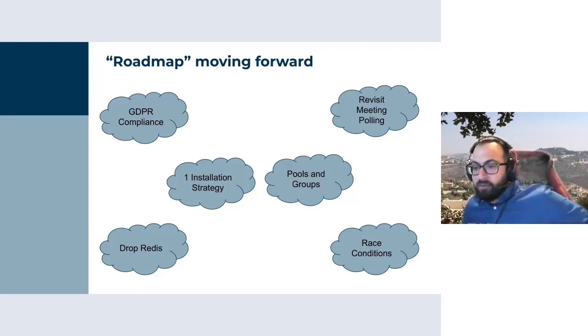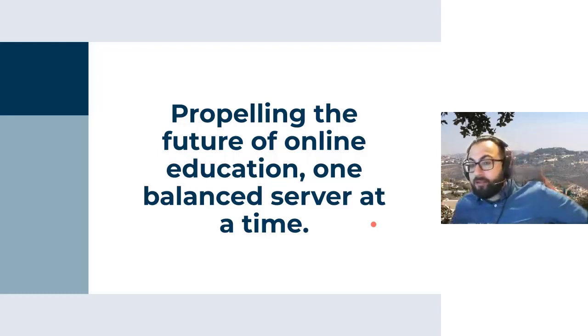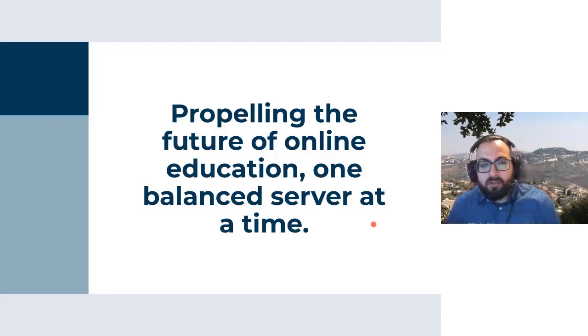I'm skimming through everything because we're running out of time. So the last step, basically what I did is I asked ChatGPT to come up with a good one-liner to end a presentation on ScaleLite. And it actually came up with something pretty good, which was: propelling the future of online education, one balanced server at a time. That's a one-liner explaining what the ScaleLite team is attempting to do with Blindside Networks. So for the interest of time, I think I'll end it there.